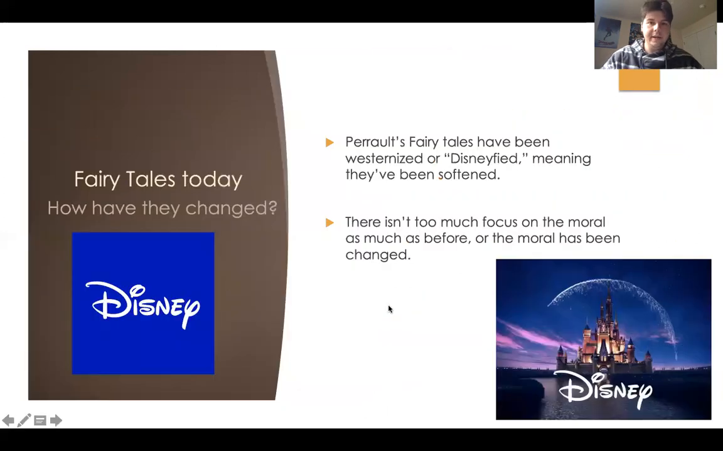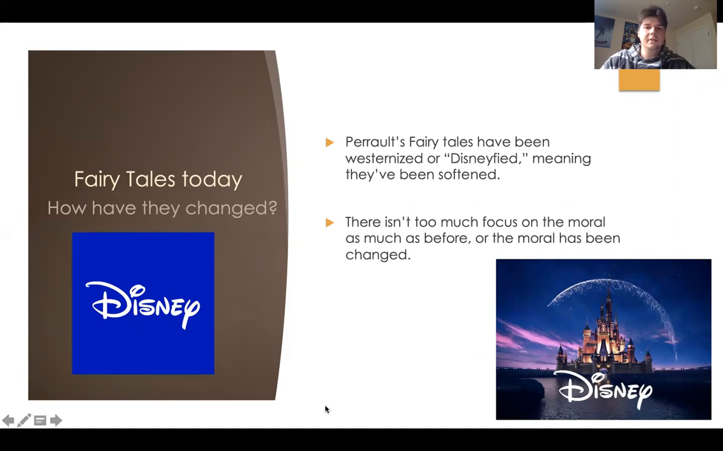Fairy tales today, real quick. Prose fairy tales have been westernized or Disneyfied, meaning they've been softened. If you read the original Brothers Grimm, Little Red Riding Hood, and then Perrault's rendition or translation, you can see that they're very different. Again, I didn't include the story because it's a little more brutal. It's a little more inappropriate. Not completely inappropriate, but it might not have been best for the lesson.